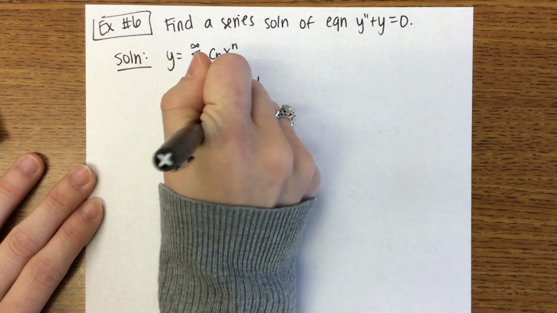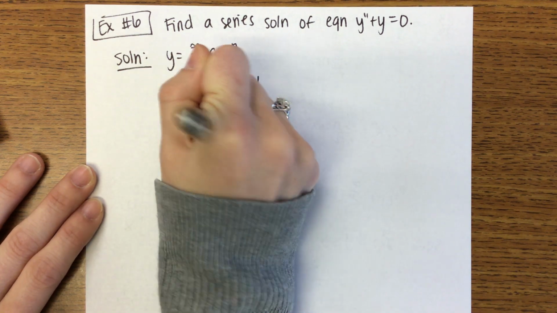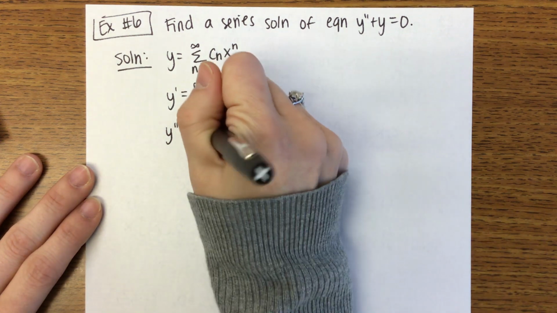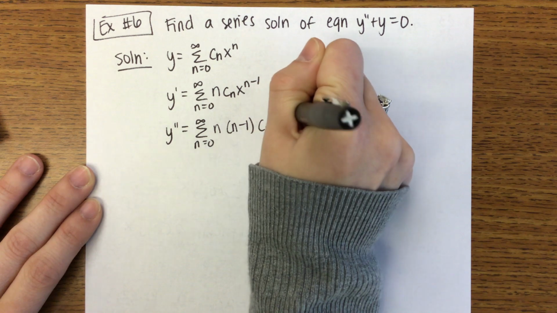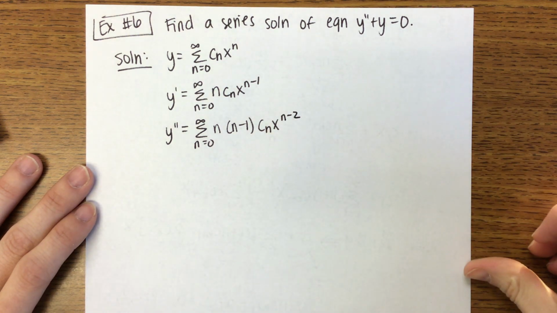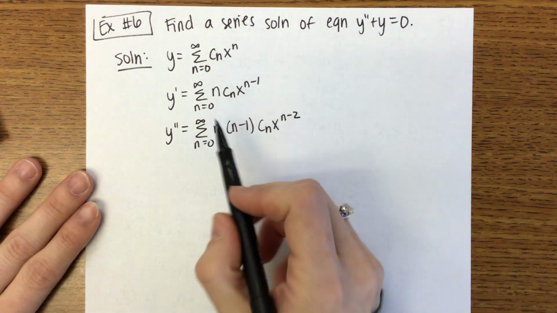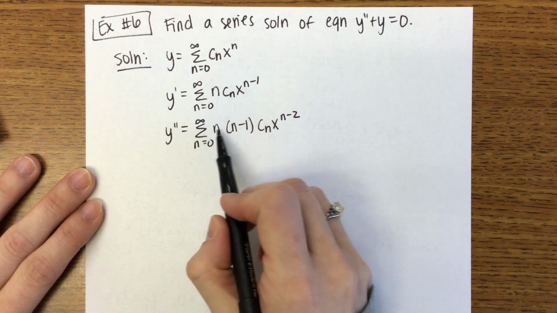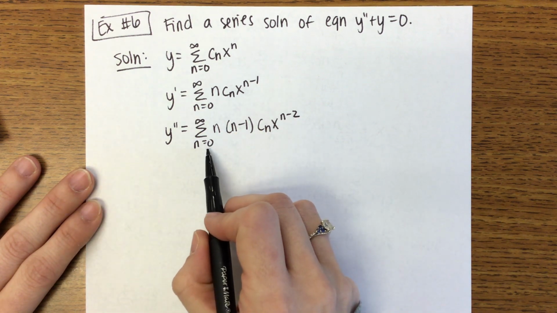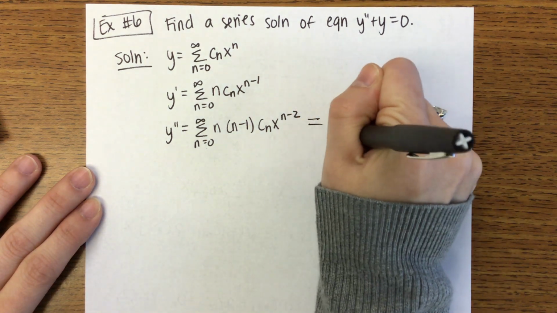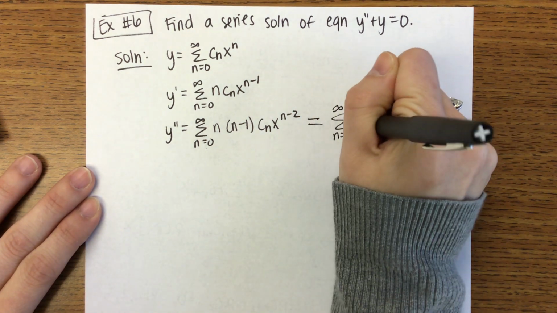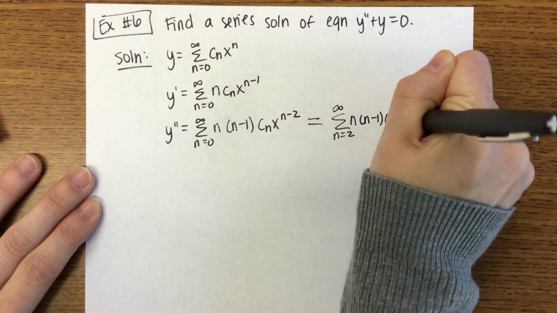Then if we take the derivative again, we get n times (n minus 1) c_n x^(n-2). Okay, as we did before, notice if you plug in 0, you're going to get a term of 0. If you plug in 1, you're going to get a term of 0. So we're going to change this so that it starts at n equals 2, because we don't care about those first terms of 0.